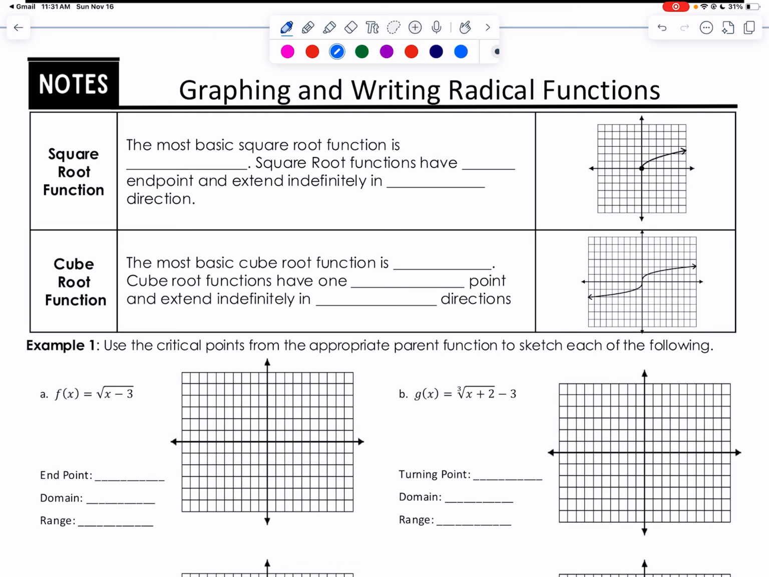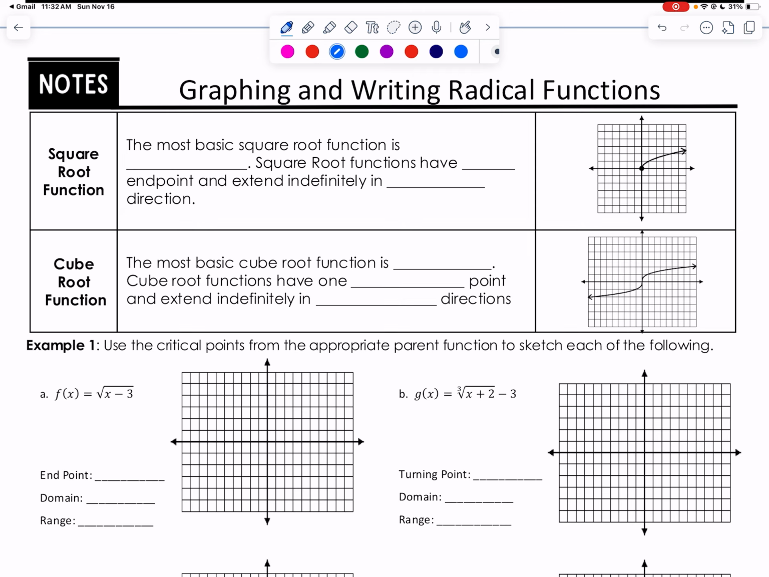Hello, and welcome to another lesson from Level Up Mathematics. In today's lesson, we will be graphing and writing radical functions. The two radical functions we'll be working with are the square root function and the cube root function. Now, in our previous two lessons, we learned about these individually, but let's just review a couple things about them.